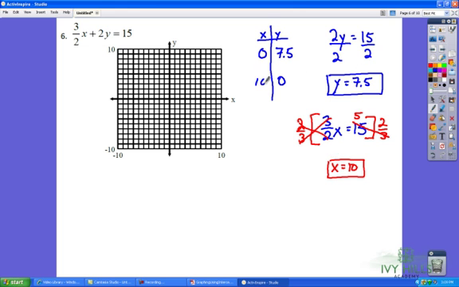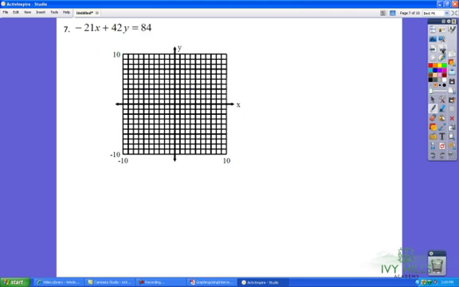So with that being the case, 0, 7.5: 1, 2, 3, 4, 5, 6, 7.5. That's going to be right in the middle of 7 and 8 on the y-axis. And then an x value of 10, which is going to be right here. So drawing a line through those 2 points. Sorry, my line got a little crooked. There is the line using intercepts of 3 halves x plus 2y equals 15.